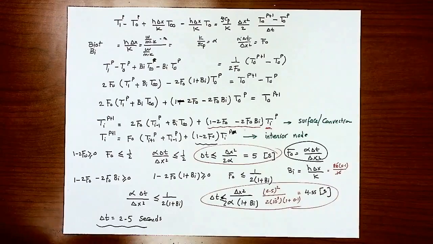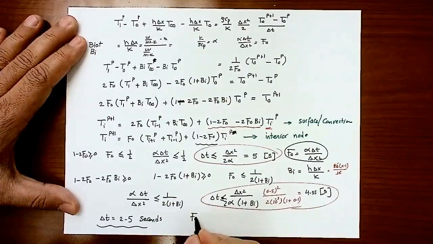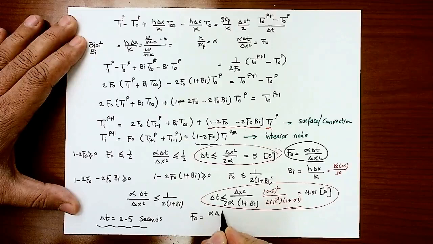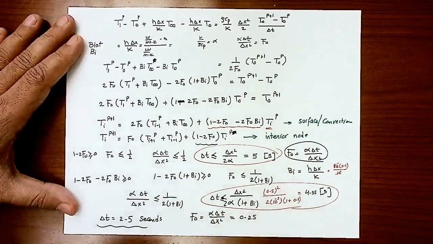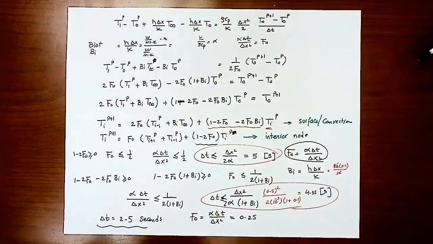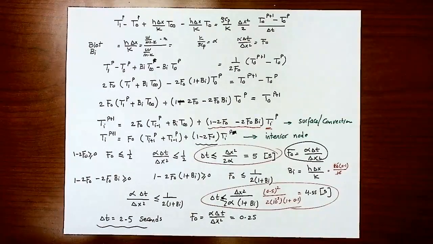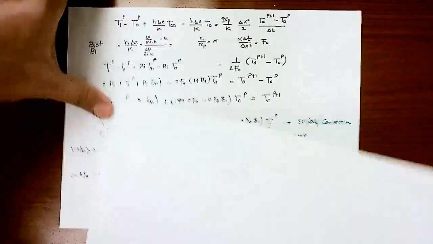Now I can stack all the equations for all the nodes, right? So let's list all of them together here. First, let's actually calculate Fourier's number from this. It's alpha delta t over delta x squared. Since I'm picking delta t to be the same, we'll get Fourier's number to be 0.25. In this case, the equations that were developed in the previous example for the interior nodes will be the same. It's not going to change, right? So let's write down the equations here.